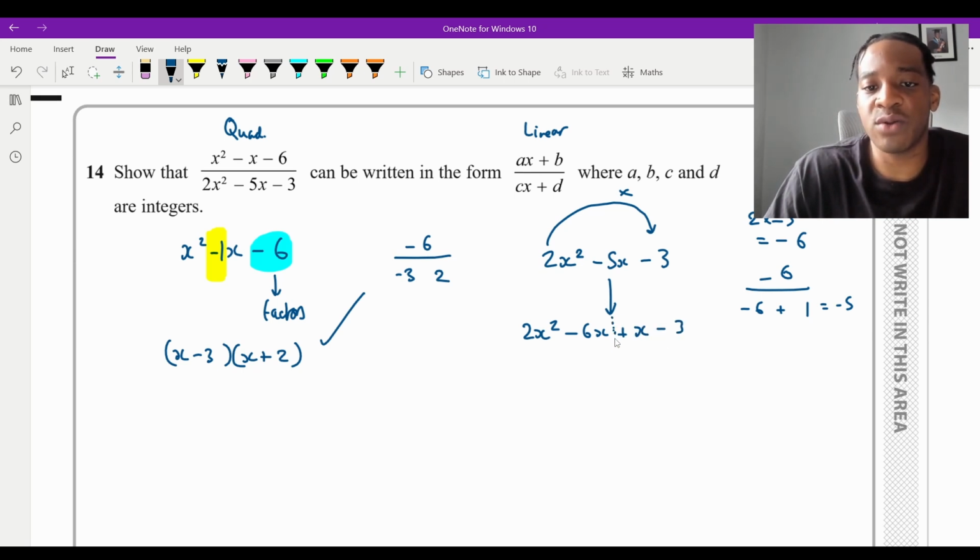Now you're going to split it down the middle, and you're going to factorize the first two terms. So what can I take out here? I can take out a 2 and an x. So I have a 2x on the outside, and then I'll have an x here. And then what do I times 2x by to get to minus 6x? It will be minus 3.